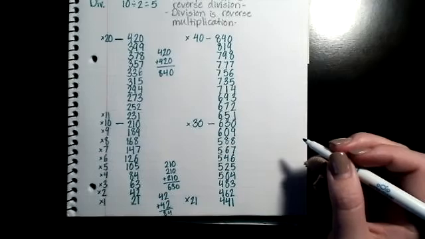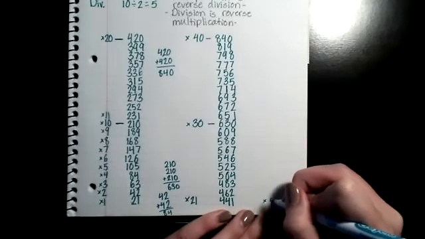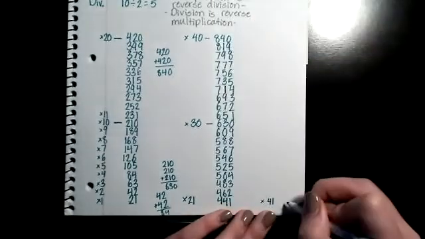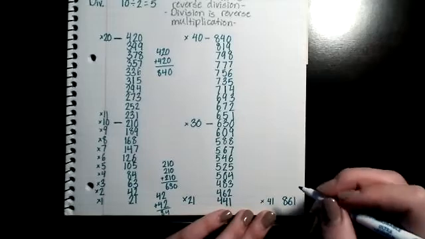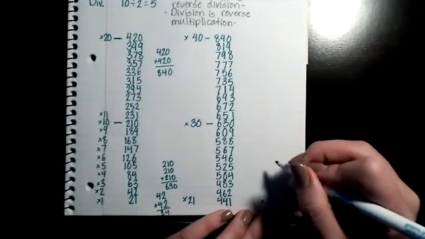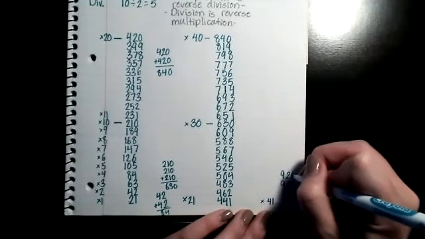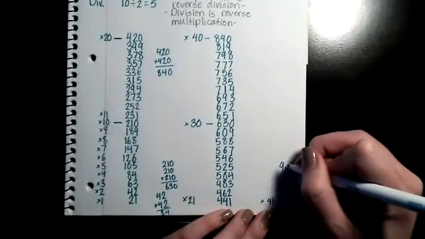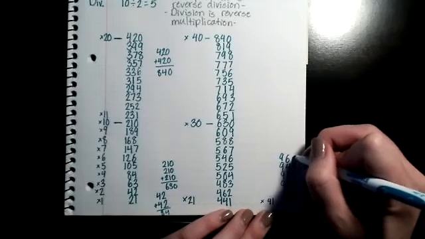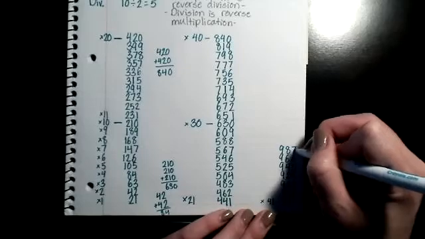I'm going to start down here. So this is times 41. So times 41, that's going to be, I'm picking up where I left off here. That's going to be 861. And then 882, 903, 924, 945, 966, sorry, it took me a second, 987.